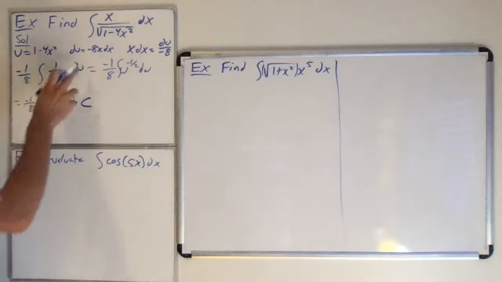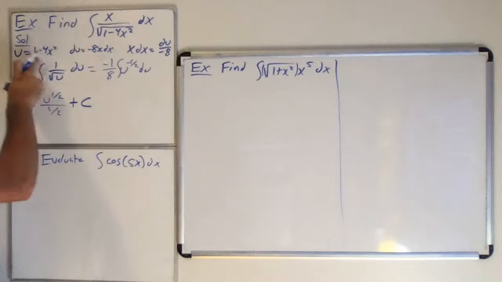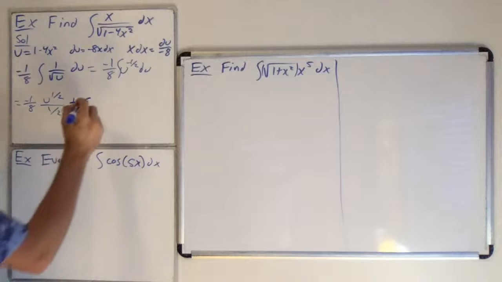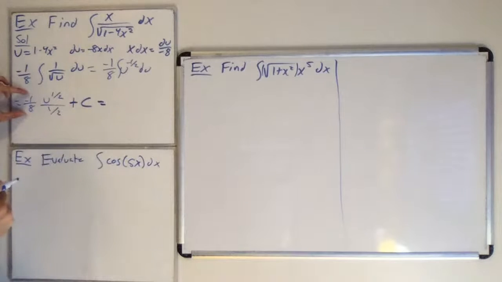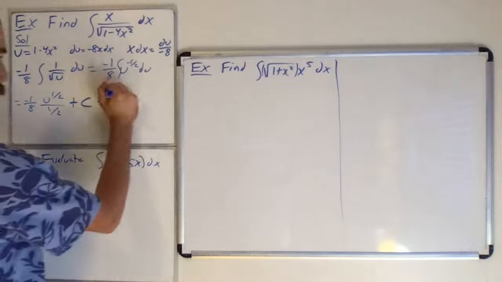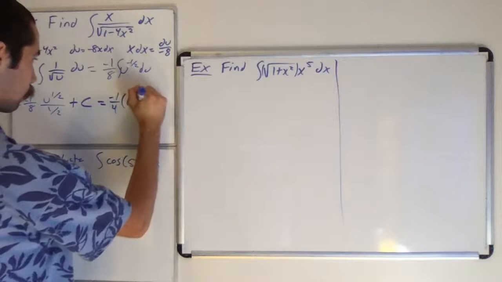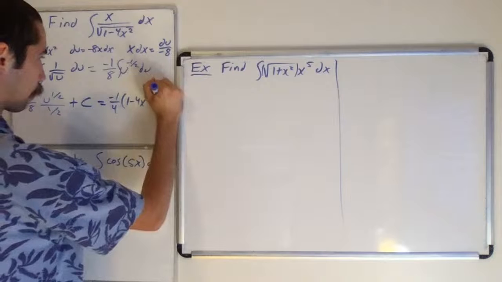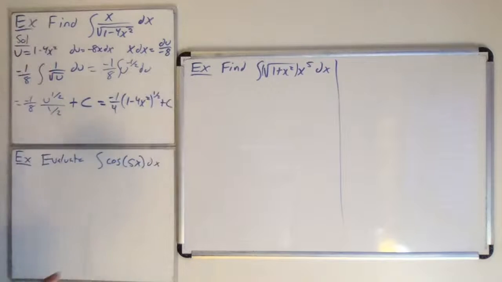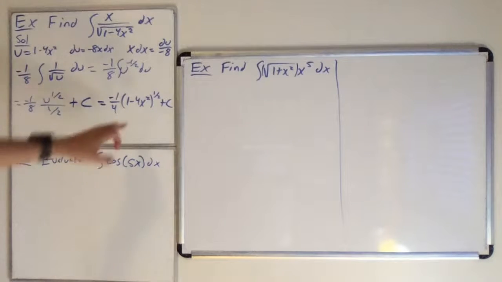And then we want to switch back. We started with x, so we should end with x. So this is equal to, well, negative 1/8 divided by 1/2 is negative 1/4. And we switch the u back to how we started.